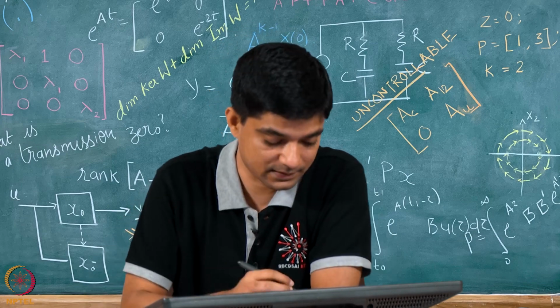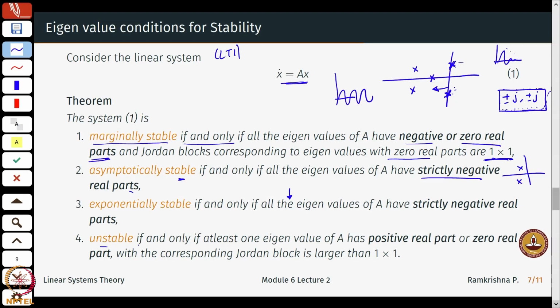Last thing about unstable systems: the system is unstable if there is one eigenvalue on the right half plane. Again, if there are imaginary eigenvalues, or eigenvalues with 0 real parts, then the corresponding Jordan block should be of size larger than 1, for example, in this case. So, that is the only thing that we must be careful of.